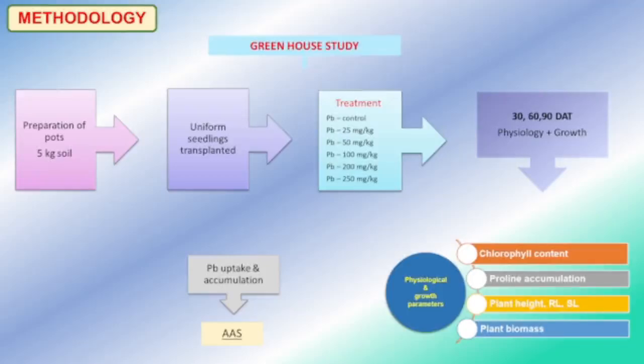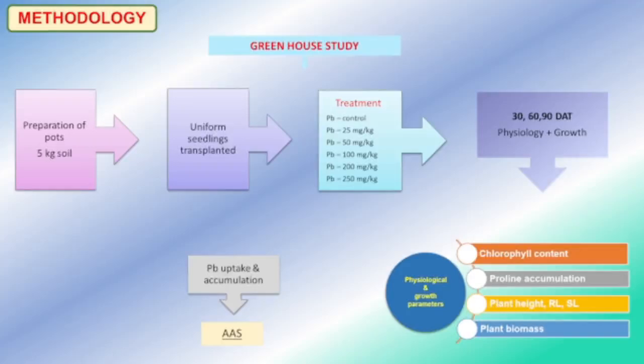Now, the methodology and experimental setup for this experiment: we conducted a greenhouse study. First of all, we took 5 kg earthen pots which were filled with 5 kg uncontaminated garden soil. Then seeds of Cassia occidentalis were collected from uncontaminated soils, and they were first allowed to germinate in a germination tray. After germination, the seedlings were transplanted to pots containing 5 kg soil. A single plant per pot was maintained.